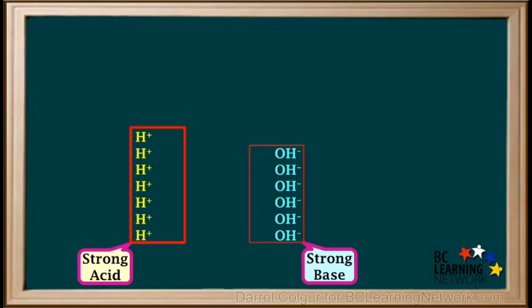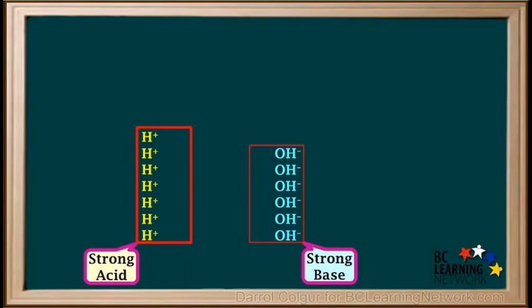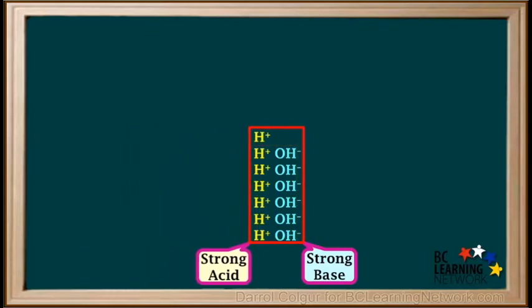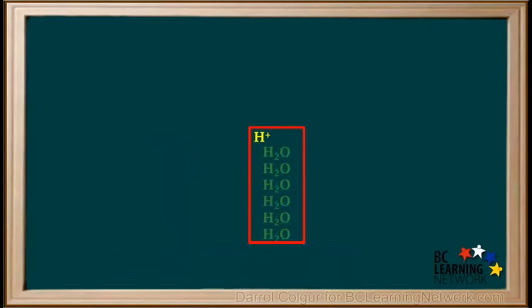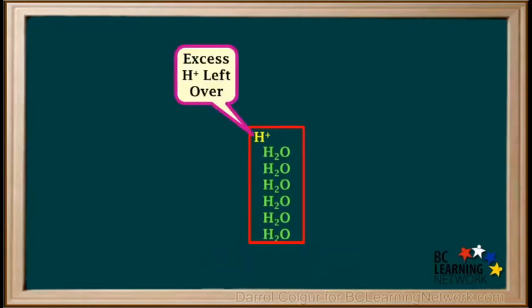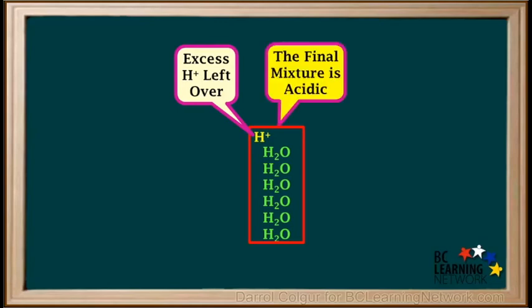This time, the acid we're starting with has more H+ than the base has OH-. The H+ is in excess. Each OH- ion will neutralize an H+ ion to form water. But since we had started with an excess of H+, we have some H+ left over. There weren't enough OH- ions available to neutralize all of the H+ ions we added. Because there is H+ left over, the final mixture is acidic.